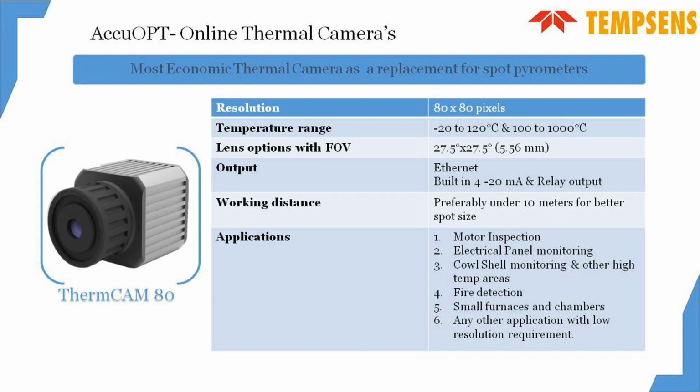Thermcam 80. It has a resolution of 80 x 80 pixels. It has a temperature range of -20 to 120 degrees Celsius and 100 to 1000 degrees Celsius. Lens option is 27.5 degrees x 27.5 degrees, its field of view vertical and horizontal both. Output: Ethernet, built-in 4 to 20 milliampere and relay outputs. Working distance preferably under 10 meters for better spot size. Wide range of applications covering motor inspection, electrical panel monitoring, cold shell monitoring and other high temperature areas, fire detection, small furnaces and chambers, and any other application with low resolution requirements.